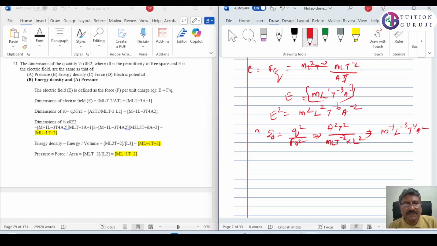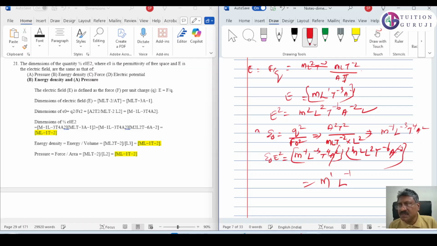Therefore, epsilon 0 E square is equal to m raised to minus 1, L raised to minus 3, T raised to 4, A square into E square we already found, m square, L square, T raised to minus 6, A raised to minus 2. That will give A square raised to minus 2 will go. Then m raised to minus 1 and m raised to 2 is m raised to 1, L raised to minus 3 and L square will give L raised to minus 1, T raised to 4 and T raised to minus 6 will give T raised to minus 2.